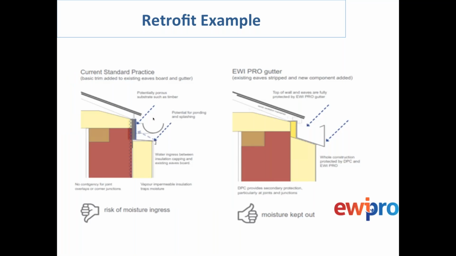The gutter is a problem. We were looking at ways in which we could detail the external wall insulation around the eaves and the gable end to ensure that there was no ingress of water, and also to ensure continuity of the thermal insulation around that detail.